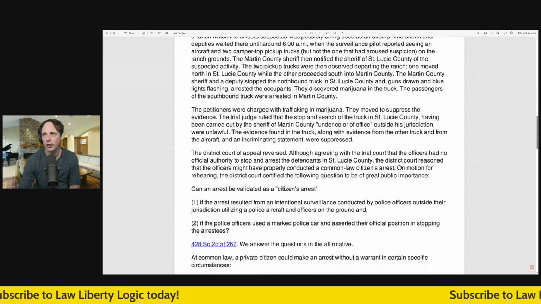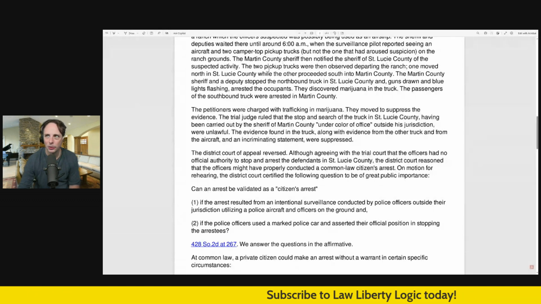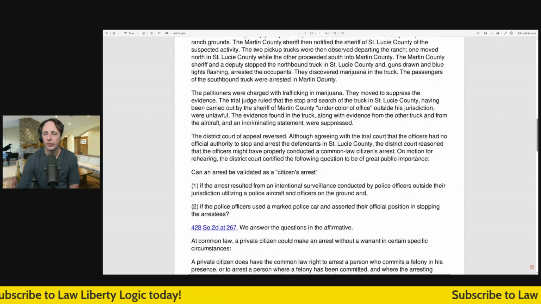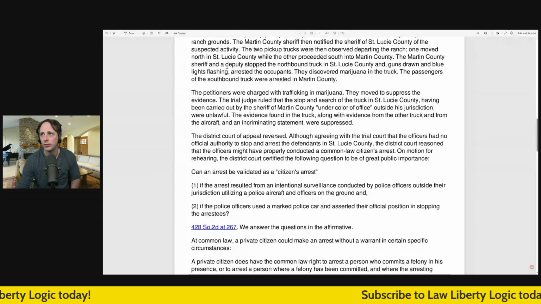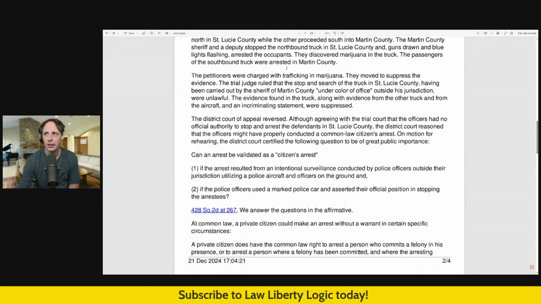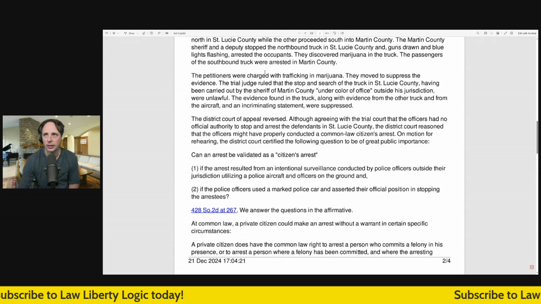The Martin County Sheriff then notified the sheriff of St. Lucie County of the suspected activity. The two pickup trucks were then observed departing the ranch, one moving north in St. Lucie County, while the other proceeded south into Martin County. The Martin County Sheriff and a deputy stopped the northbound truck in St. Lucie County, and with guns drawn and blue lights flashing, arrested the occupants. They discovered marijuana in the truck. The passengers of the southbound truck were arrested in Martin County.